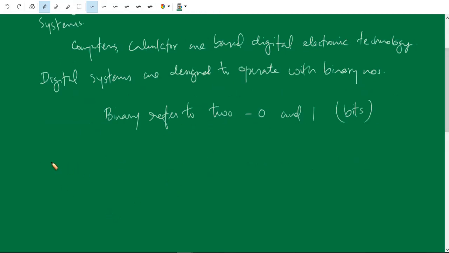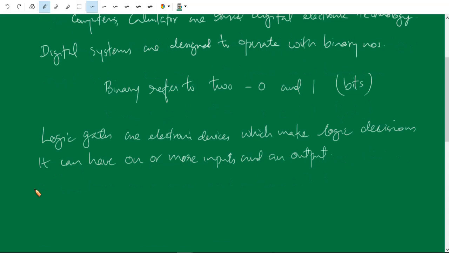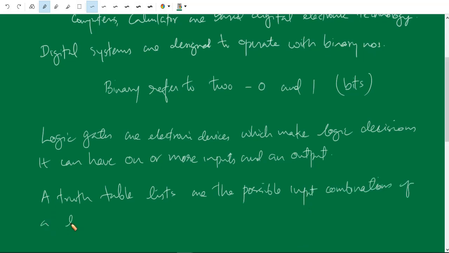Logic gates are the basic building blocks of the digital electronic system. Logic gates are electronic devices which make logic decisions. They can have one or more inputs and an output. The different combinations of the inputs and the corresponding output are listed in the truth table. So a truth table lists all the possible input combinations of a logic circuit and the corresponding output.